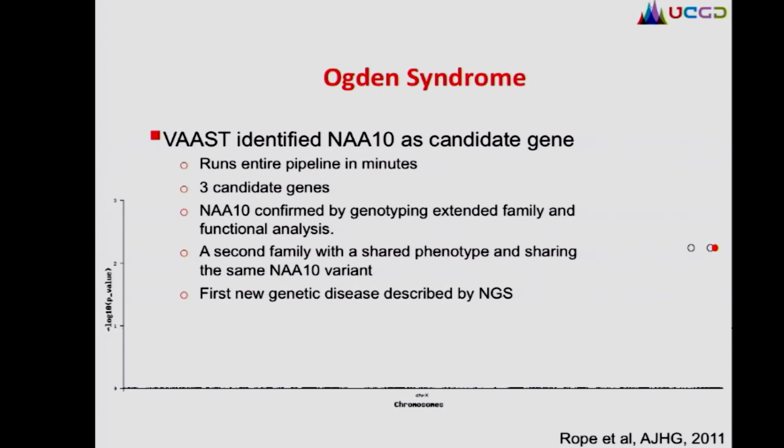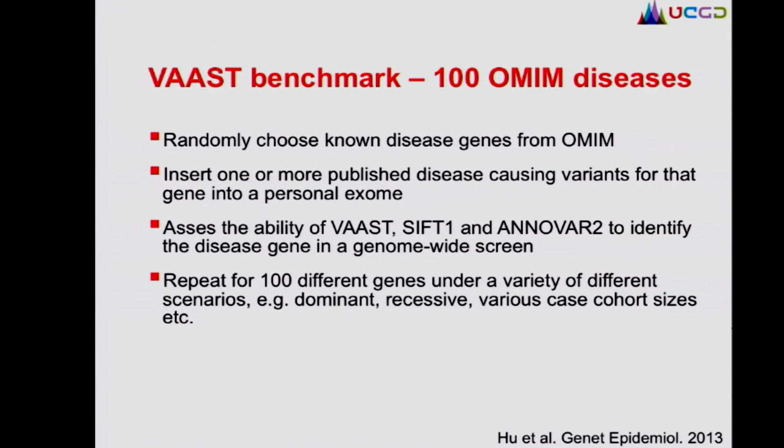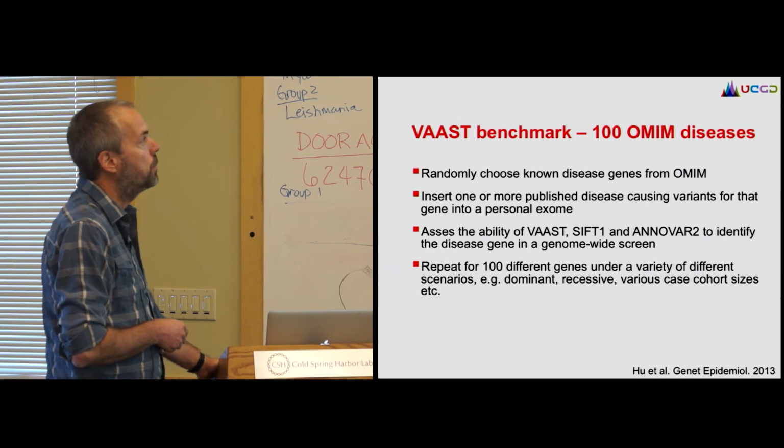NAA10, an acetyltransferase, was confirmed by genotyping in the extended family and by functional analysis to be the causative allele. And when the paper was in review, one of the reviewers contacted us and said, "Hey, I've got the same family in our hospital here, we've got to talk about this." And it turned out that that child had exactly the same allele, although the families were unrelated. So that's the kind of problem that we try to apply VAAST to.